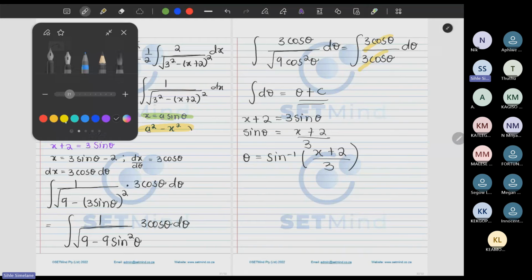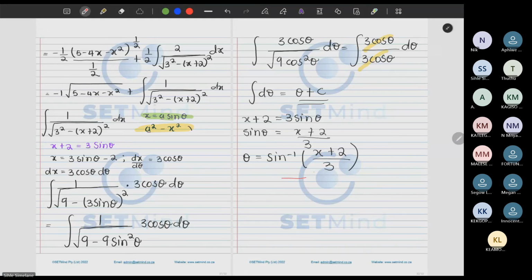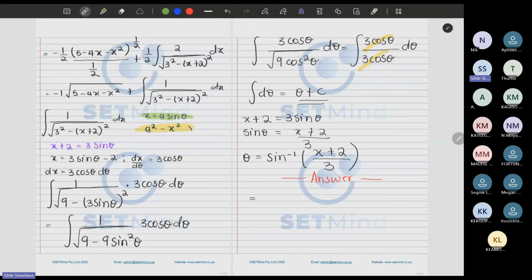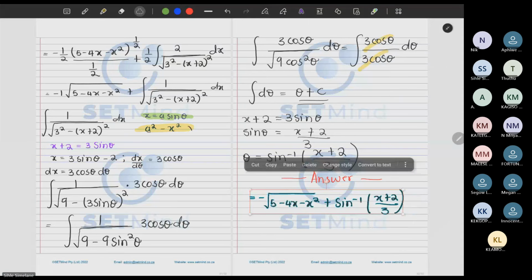So our answer, finally, will be as follows. For the first part of our equation, we have found that that is going to be negative square root of 5 minus 4x minus x squared. The second part, we just found now that it will be the inverse sine of x plus 2 over 3. And then very importantly, we shouldn't forget plus c.